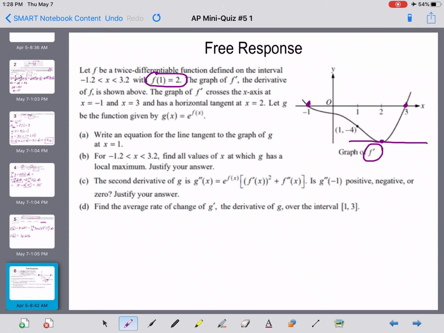And here we go. Let g be the function given by, and we've got an explicit definition of g of x being e to the f of x. Interesting. So again, one function being defined in terms of the other. Okay, so part A, write an equation for the line tangent to the graph of g at x equals 1. Okay, well, kind of like we did on problem number 2, I think, a while ago, the multiple choice, if we need a tangent line, we need to know two things. All right, we need to know the point of tangency, and we need to know the slope of our tangent.